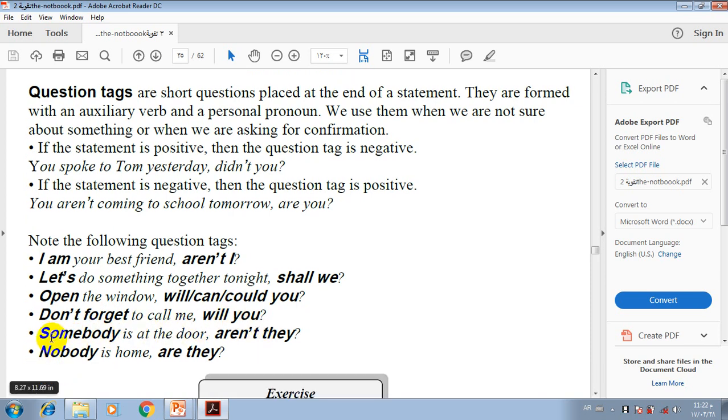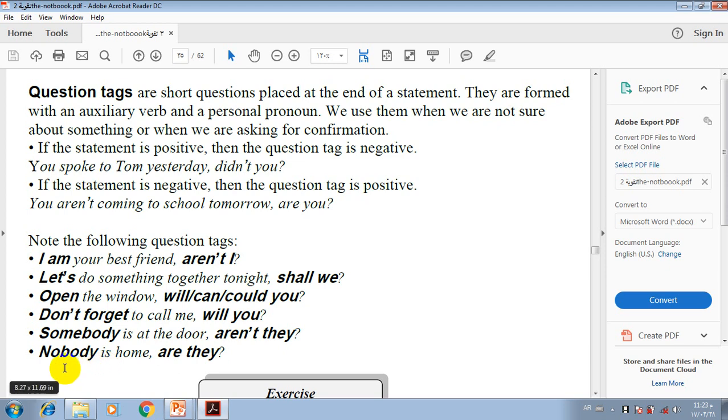And if the sentence starts with somebody, we use the pronoun they instead of somebody. And if the sentence here is affirmative, so the question tag here must be negative. But why don't we use is? Because I told you we use they instead of somebody, so we change is into are and put it in the negative case.